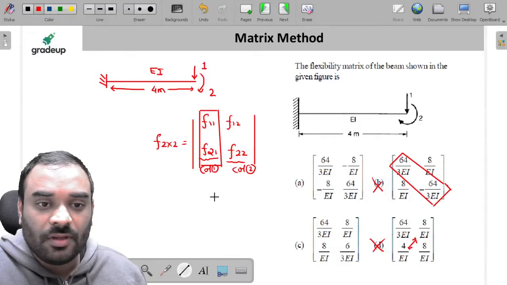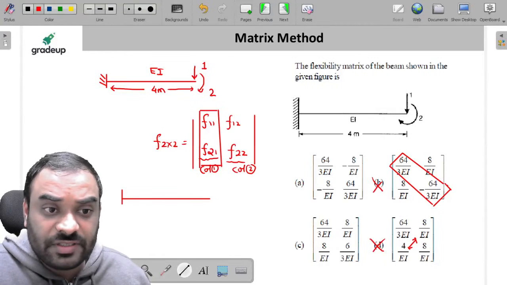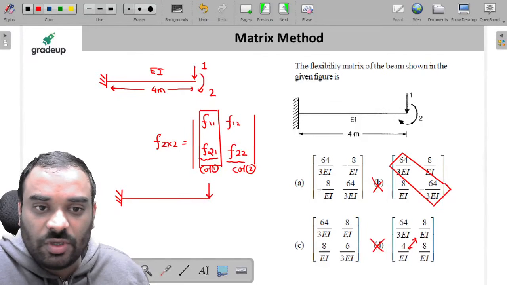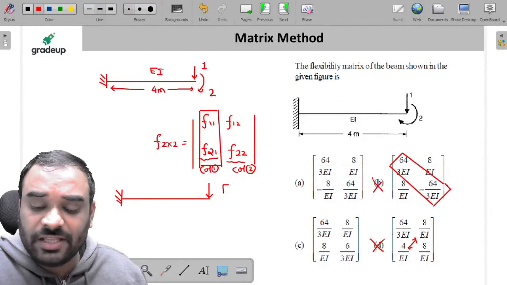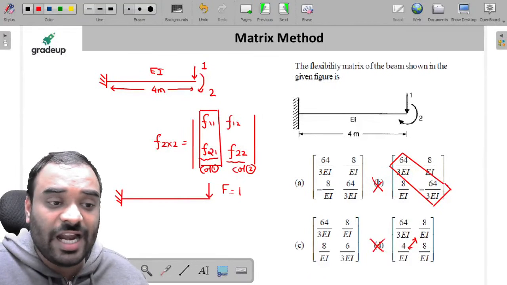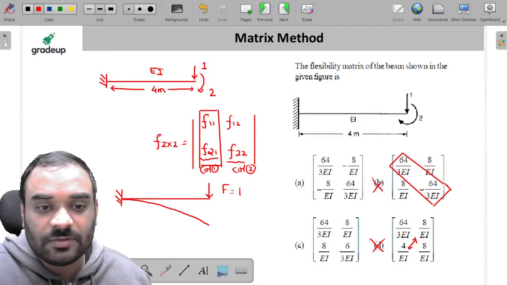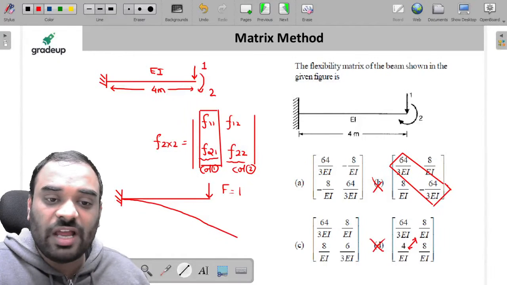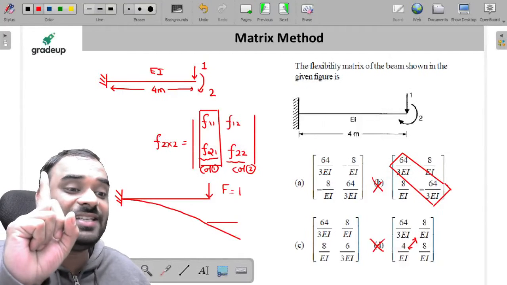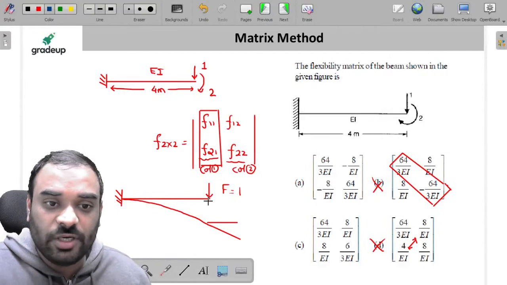Let me show you, my friends. This is the direction 1. What we have to do? We have to apply the unit force over here. F is equal to 1. So what will happen, my friends? It will try to deflect in this direction. Now, my friends, what we have to do? We have to find the displacement in direction 1 and direction 2. Listen carefully, then only you are able to understand it.